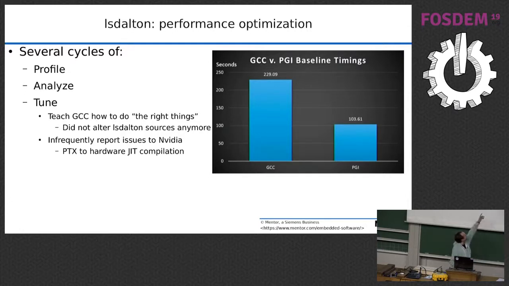And you see here the baseline GCC execution time. For this one example that we tuned here, it is around 230 seconds, and the PGI compiler a little bit more than 100 seconds, so much better, obviously. But again, we're in the same region here, so it's not an order of magnitude that we are slower.